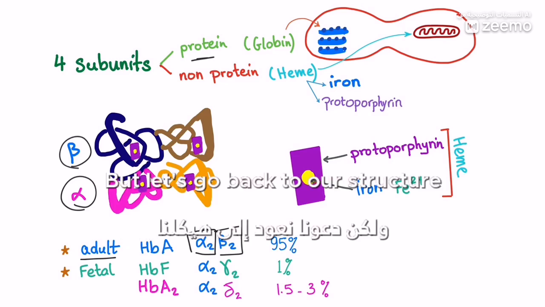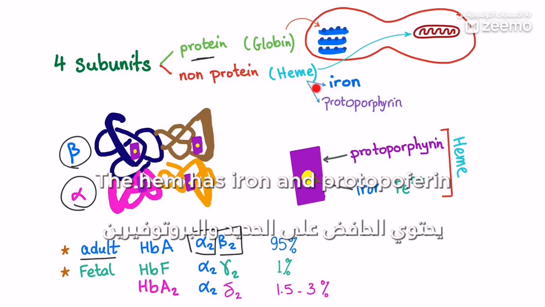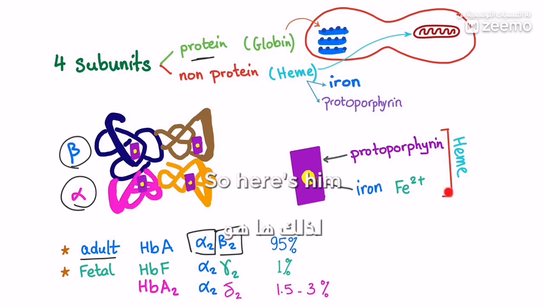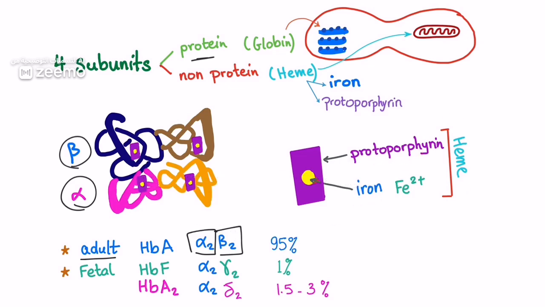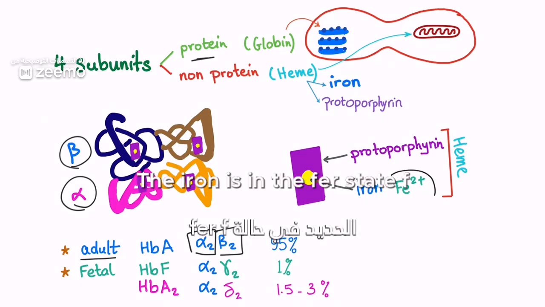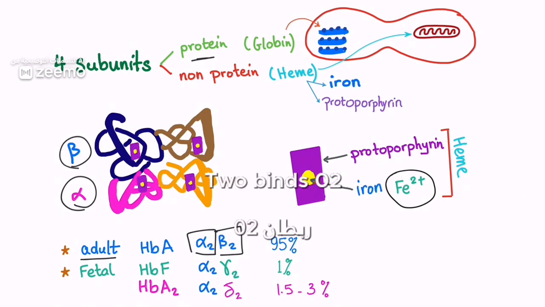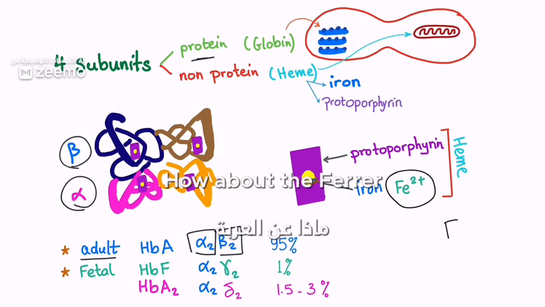But let's go back to our structure. The heme has iron and protoporphyrin. So here's heme group, protoporphyrin, and iron. The iron is in the ferrous state. Fe2 binds O2. How about the ferric?